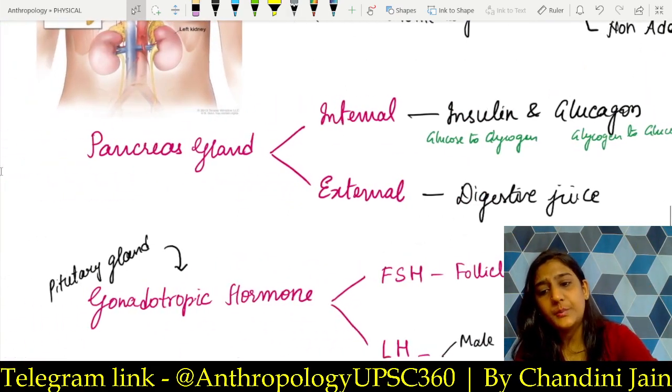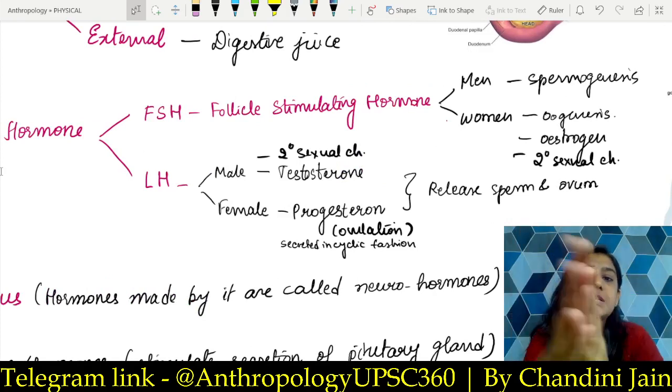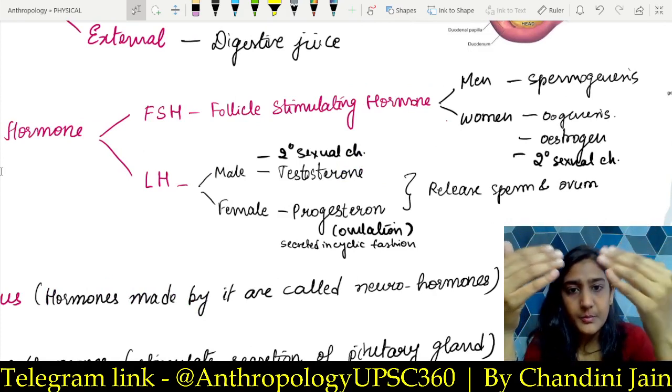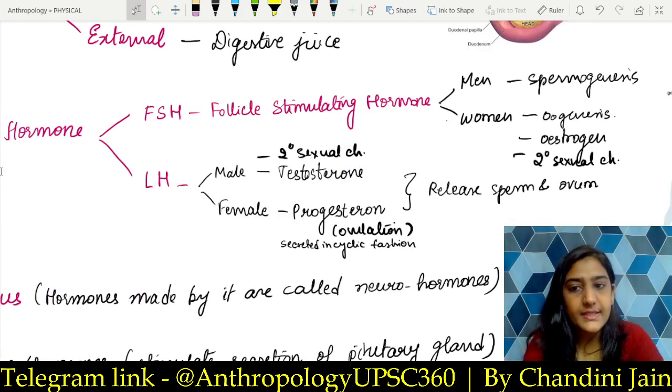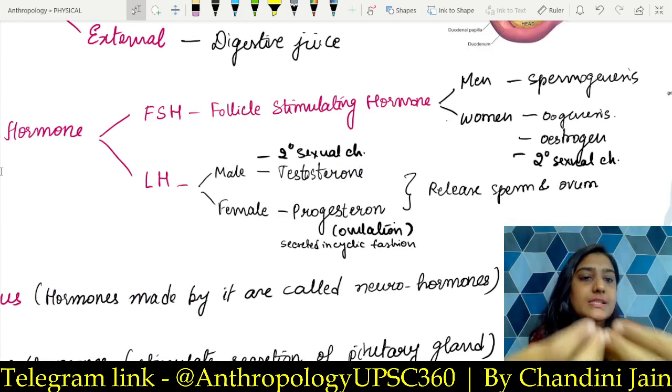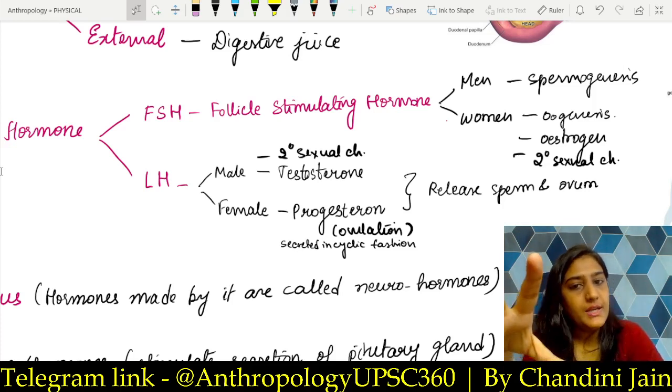Then comes the gonadotropic hormone, which is again released by the pituitary gland. We already saw. So FSH, just like prolactin was producing the breast milk and your oxytocin was releasing it, likewise FSH produces the sperms and your ova, and your LH tries to release them out. Okay, so this is the function majorly in men.